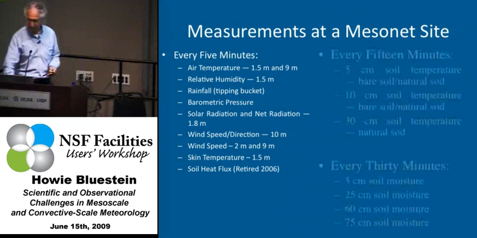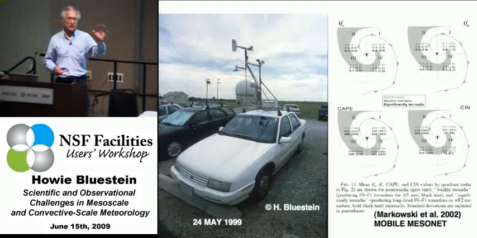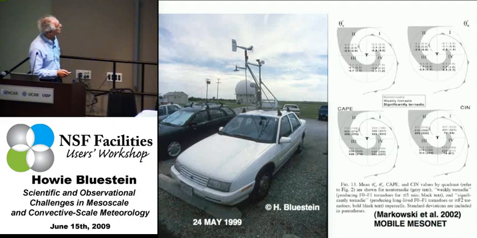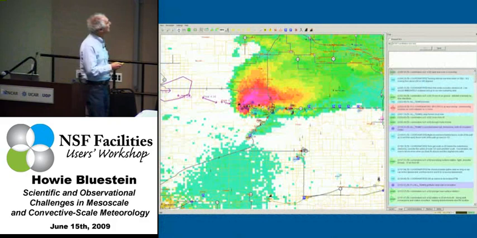Another instrument that we use to map out the environment around the storm is the mobile mesonet. This made its first appearance during Vortex 1, and there's a picture of the mobile mesonet back in 1999. That can't be right. That should be 1995, and it looks pretty similar to this right now. But from this, we were able to get these cars with the instruments at various places around hook echoes and storm.